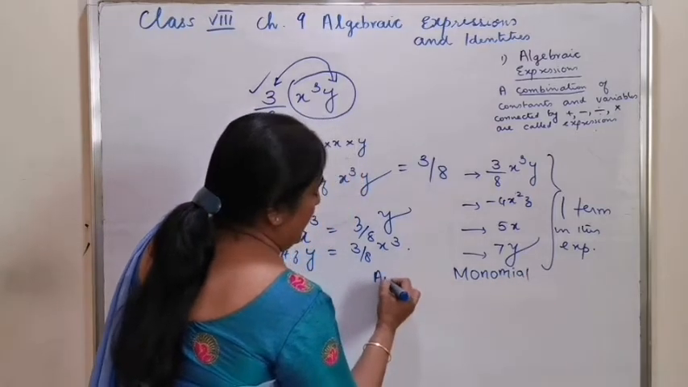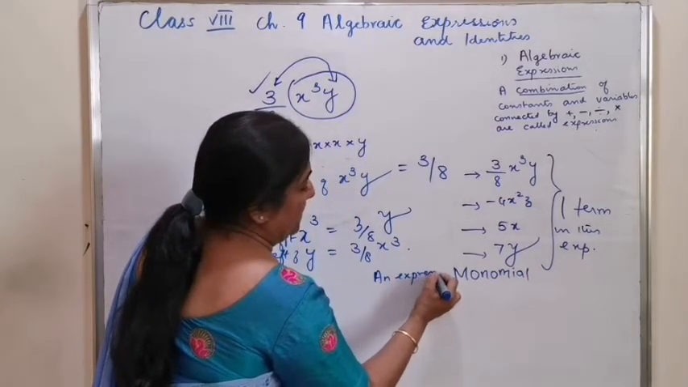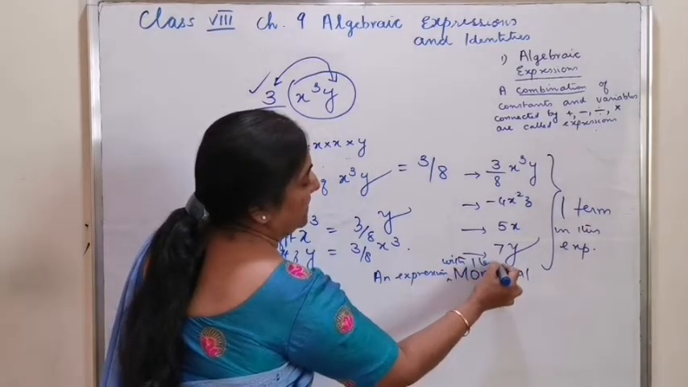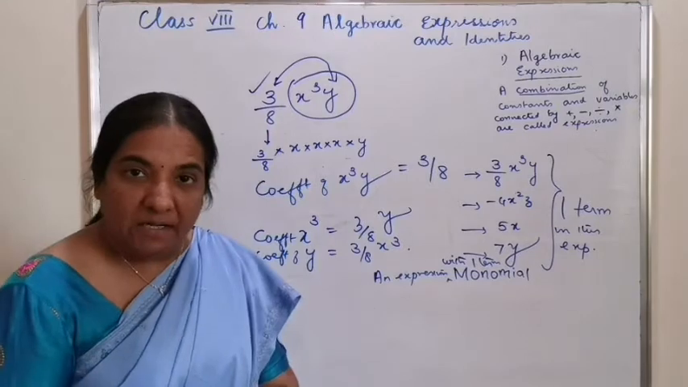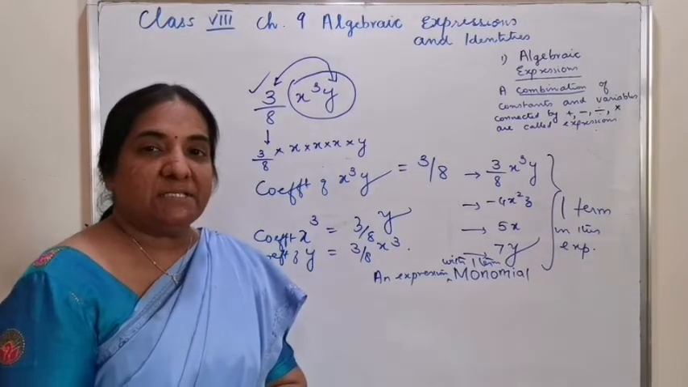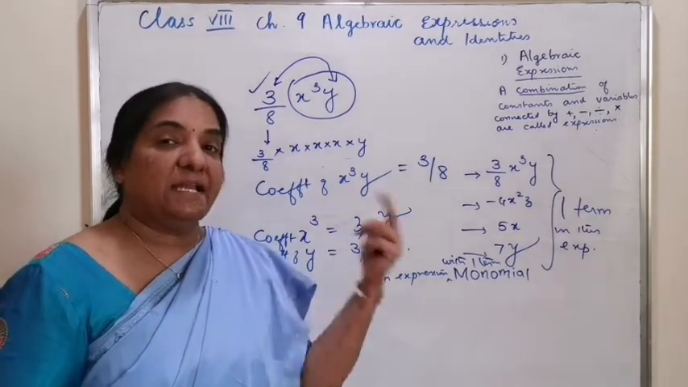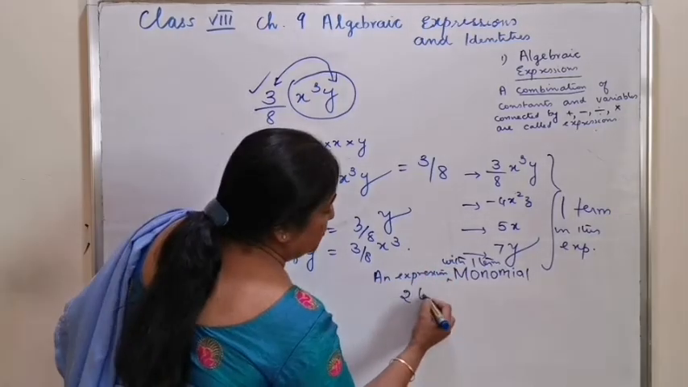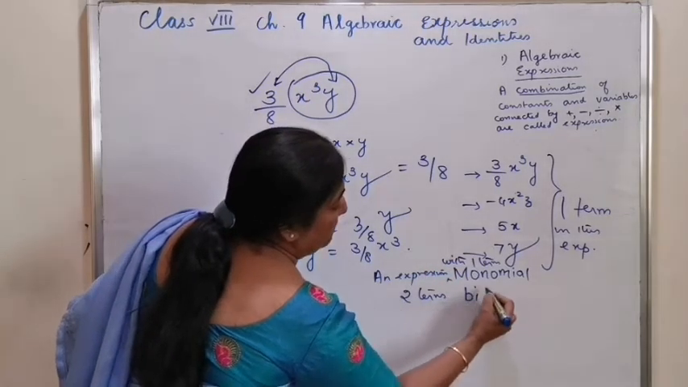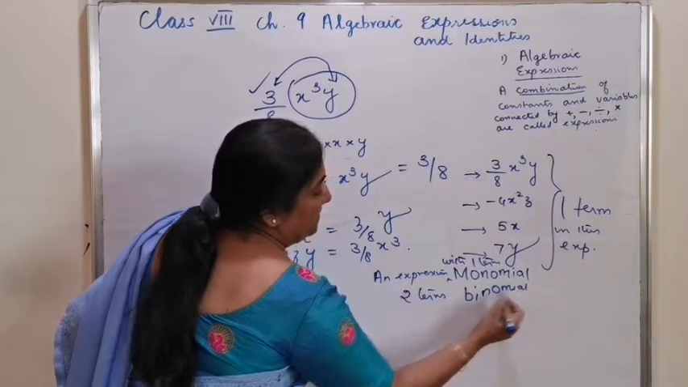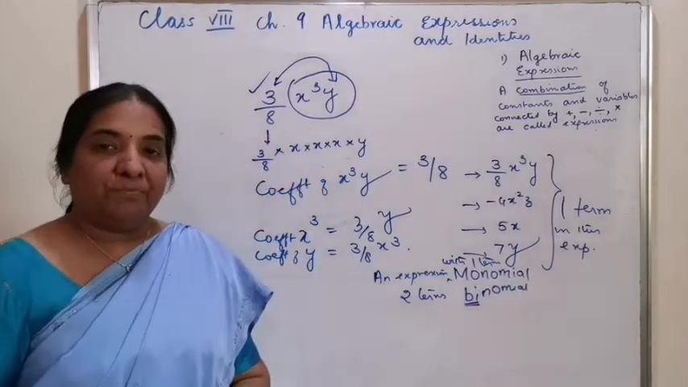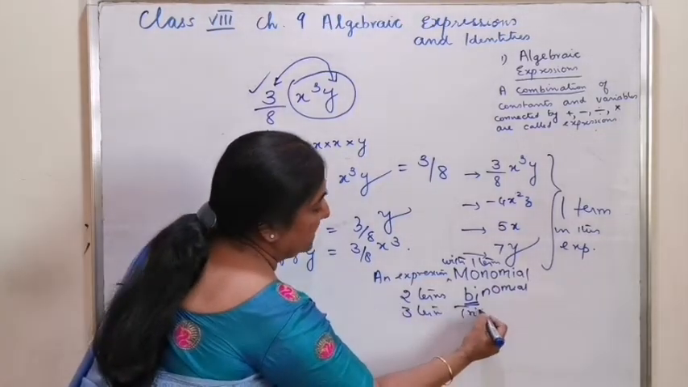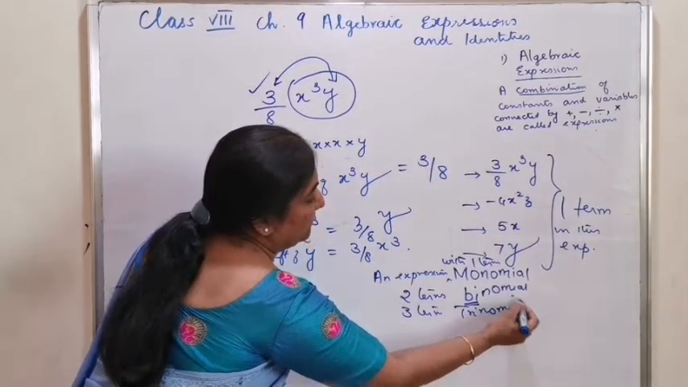That means an expression with one term is called a monomial. Can you give examples for two terms and the name? What is it? An expression with two terms is called a binomial. Bi represents two, and an expression with 3 terms is called a trinomial.